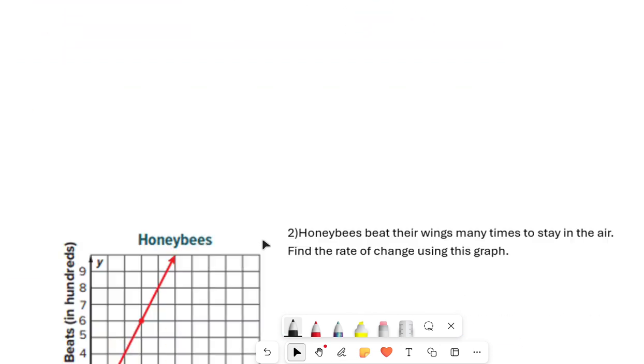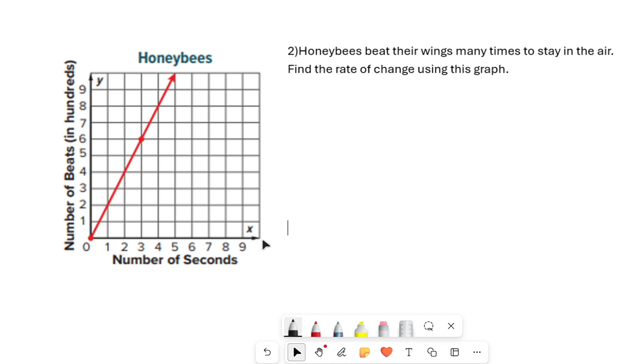Let's try another one. Honeybees beat their wings very quickly to stay in the air. So here's a graph representing the number of seconds a honeybee is in the air and the number of beats for its wings in hundreds. So if you see a 7 here, that's not really a 7. That would represent 700 times it flapped its wings. So to find a rate, we need 2 points.